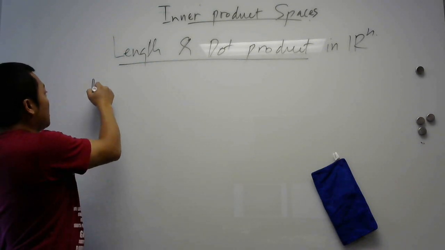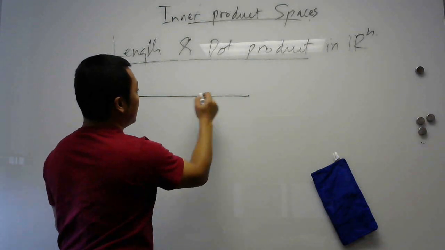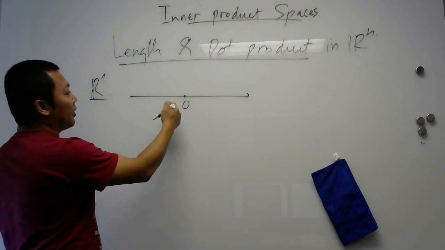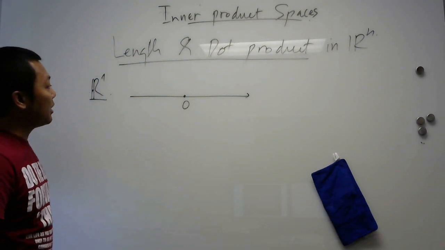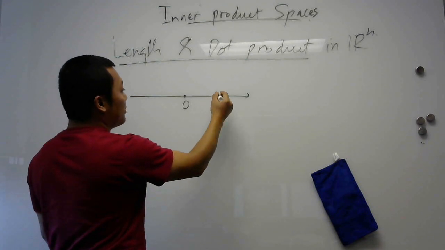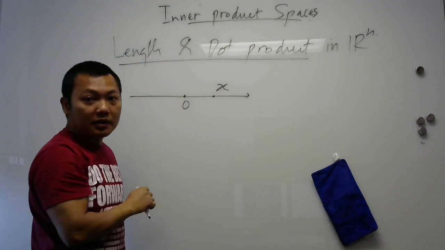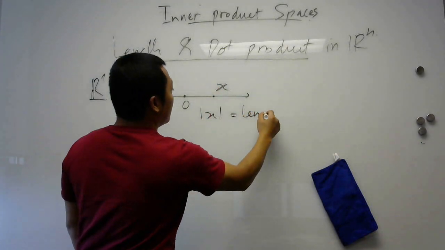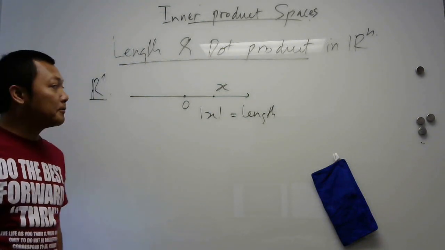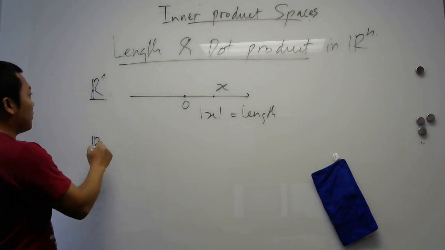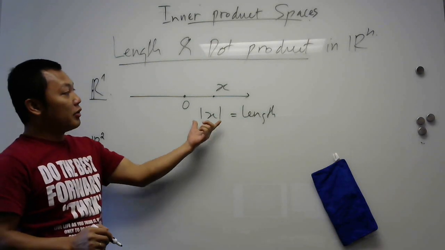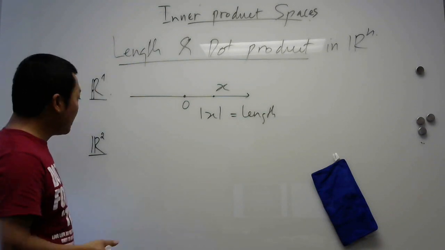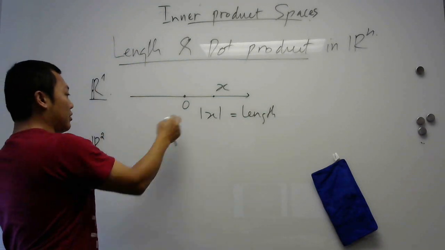So basically, in R1 we have a straight line, and here the origin, the zero element, is zero. If you have any vector, meaning any number here, you can find the length of this. The length of this vector x is just the absolute value of x. Right here we need to consider the absolute value because x might be negative. Maybe on this side you have a negative number, but the length is just the absolute value of x.